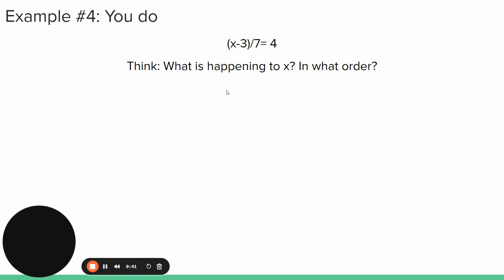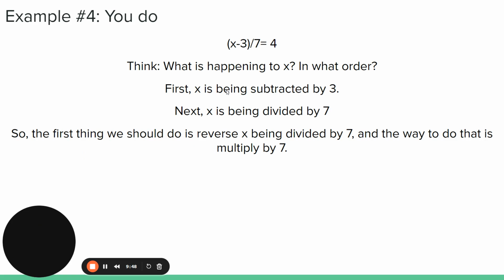Okay, I hope you've tried it. First, x is being subtracted by 3. First, x is being subtracted by 3. Next, it is being divided by 7. So the first thing we should do is reverse x being divided by 7, and the way to do that is multiply by 7.